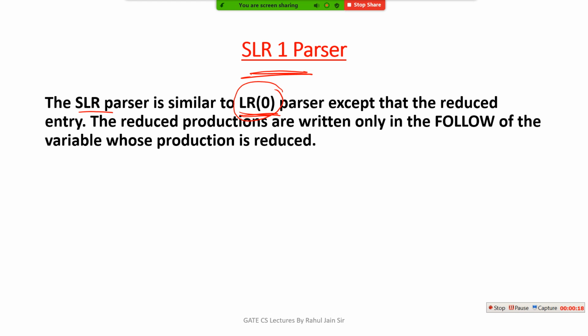But in the SLR1 parser, only the reduce entries which we are mentioning in the action part of the parsing table will get modified, and all other entries will remain as they are. How it takes place, I will tell you one by one. The reduced productions are written only in the follow of the variable whose production is reduced.